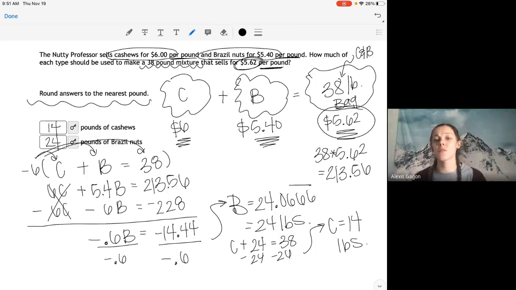Okay, please don't use Photomath. It doesn't help you learn anything. It just gives you the answers. So please don't use it. I feel like you guys are pretty good about that. But any questions?